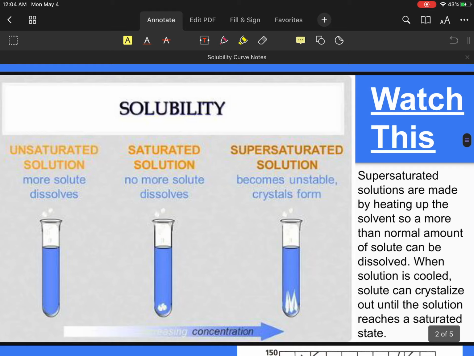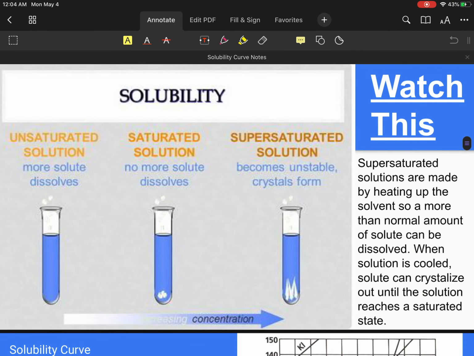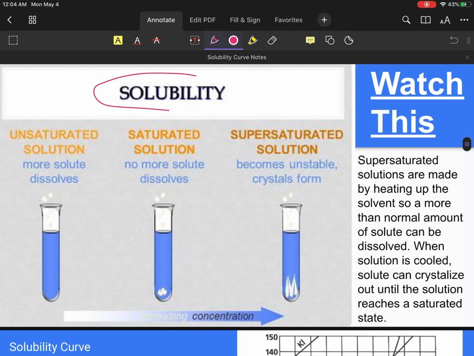So the first thing is this term solubility. We want to make sure we know what solubility means. Solubility is just the ability to dissolve. We've talked about that. Ability to dissolve. Okay, so we've talked about what solubility is.